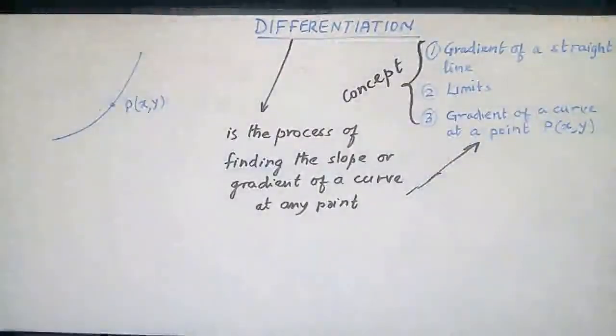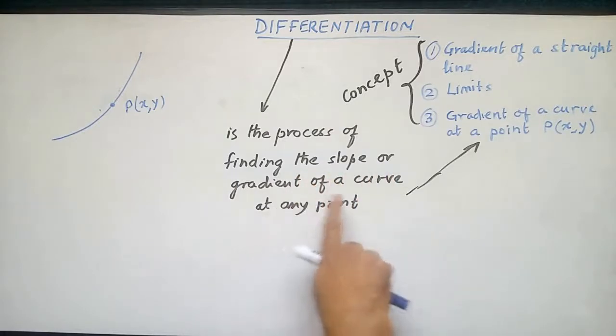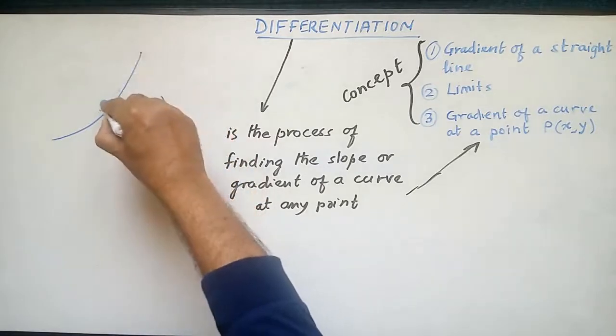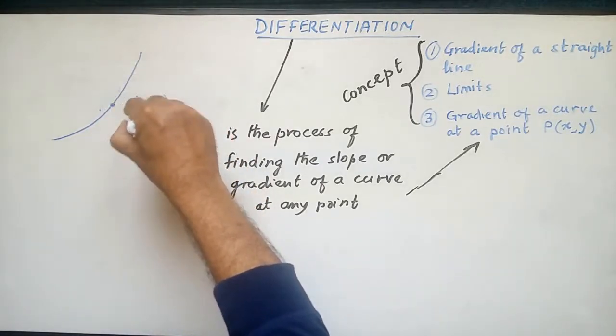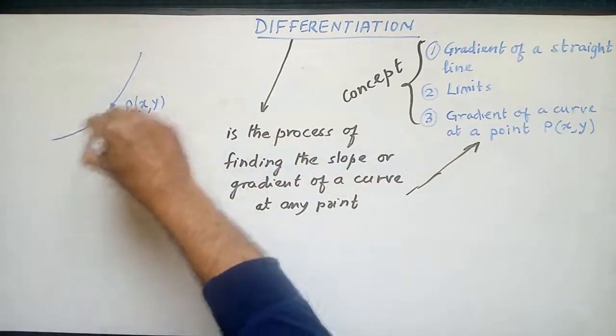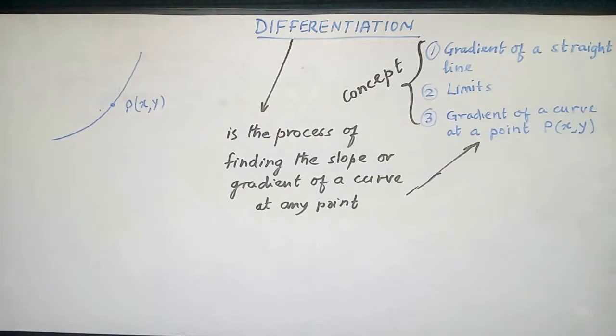Hello everyone. In today's lecture, we are going to understand the concept of differentiation. So what is differentiation? Differentiation is the process of finding out the slope or the gradient of a curve at any point. If we have a curve and there's a point P which is (x, y), the process of finding out the slope of the curve at this point P is known as differentiation.